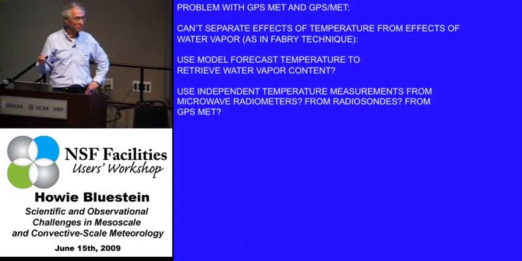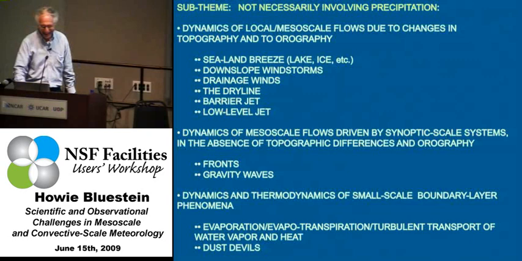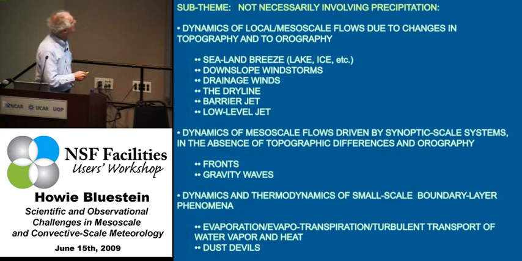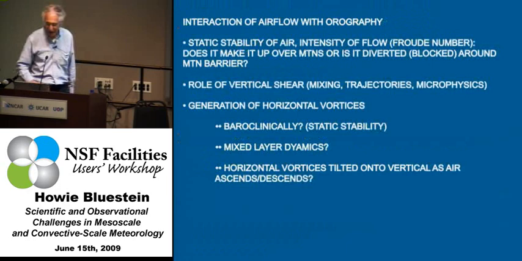A sub-theme: dynamics of local mesoscale flows due to changes in topography and orography, and I've listed some of them: sea breeze, land breeze, downslope windstorms, and so on. The dynamics of these mesoscale flows are driven by the synoptic scale systems, fronts and gravity waves, and just skip ahead here. Interaction of airflow with orography is a very important mesoscale problem.